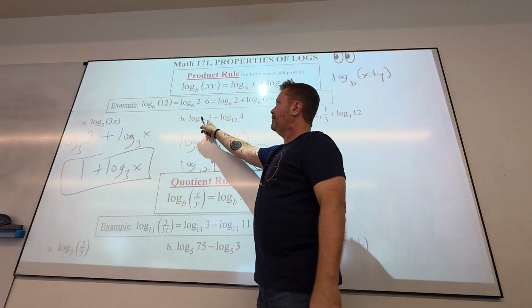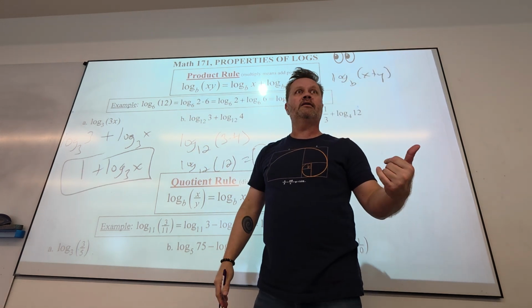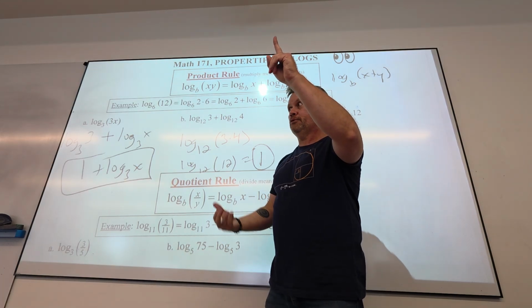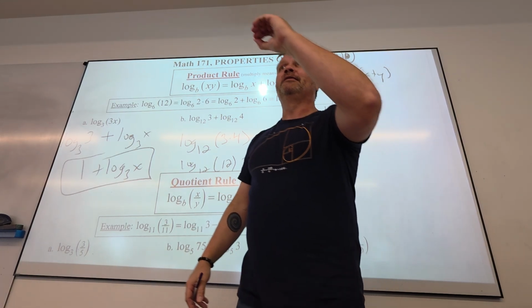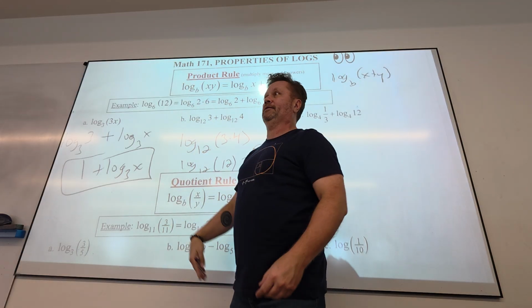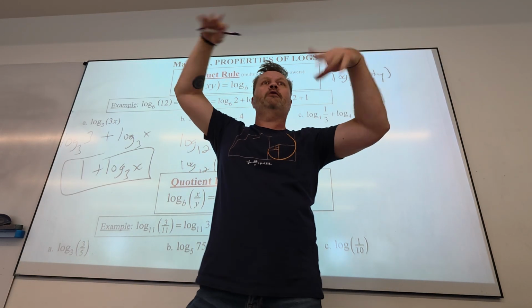What do you raise 12 to make it become 3? Nothing nice. What's 12 to the first power? 12. What's 12 to the 0 power? 1. So between 0 and 1 is the answer to this. It's like 0.3948. Who knows?